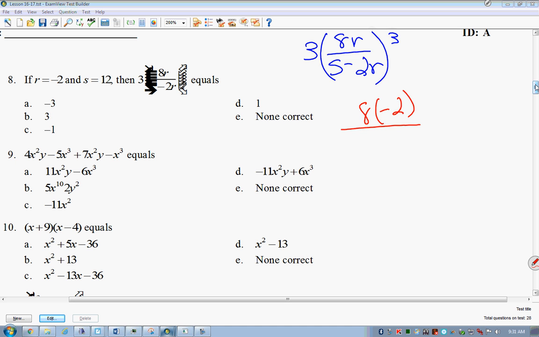Okay, good. Thank you. She said you're going to plug everything in. So we've got 12 minus 2 times -2. Of course, we have this cubed, and we have this 3 on the outside. So now that everything has been plugged in, I think I've got it all plugged in correctly. What do you want to do first?